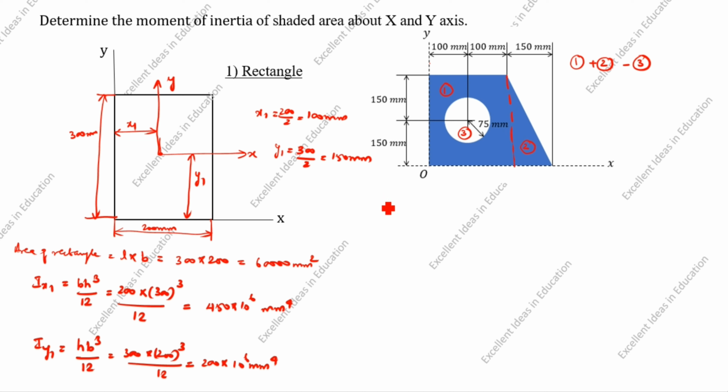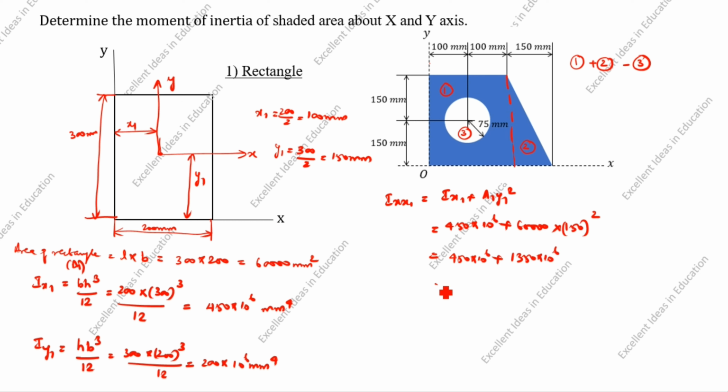Next we will apply the parallel axis theorem equation. What is the parallel axis theorem equation? Ixx1 is equal to Ix1 plus A1 y1 square. Ix1 we have just calculated, 450 into 10 power 6. What is A1? The area of the rectangle, we will take it as A1, which is 60,000, into y1. You see the y1? Y1 is given as 150 square. So it equals 450 into 10 power 6 plus 1350 into 10 power 6, equal to 1800 into 10 power 6 mm power 4. Now we have calculated the parallel axis theorem for the x axis.